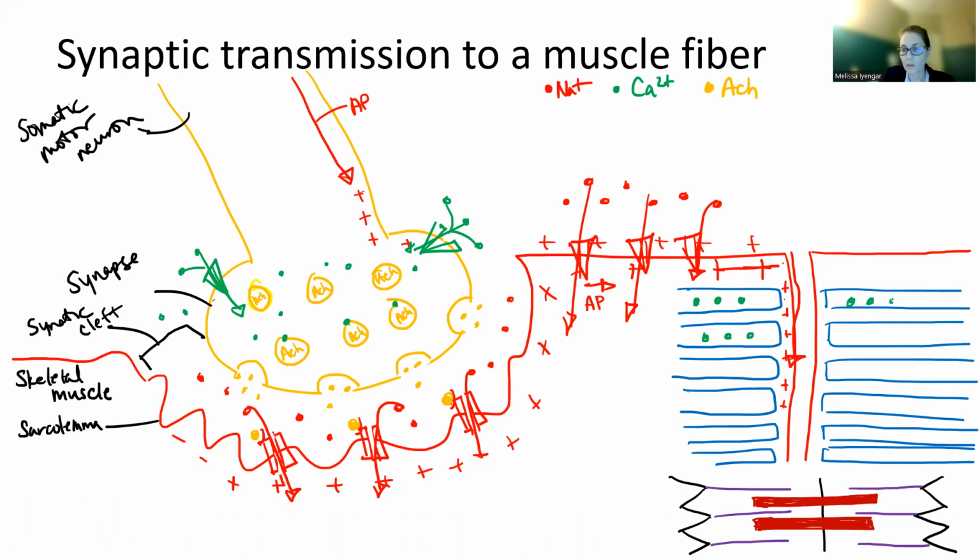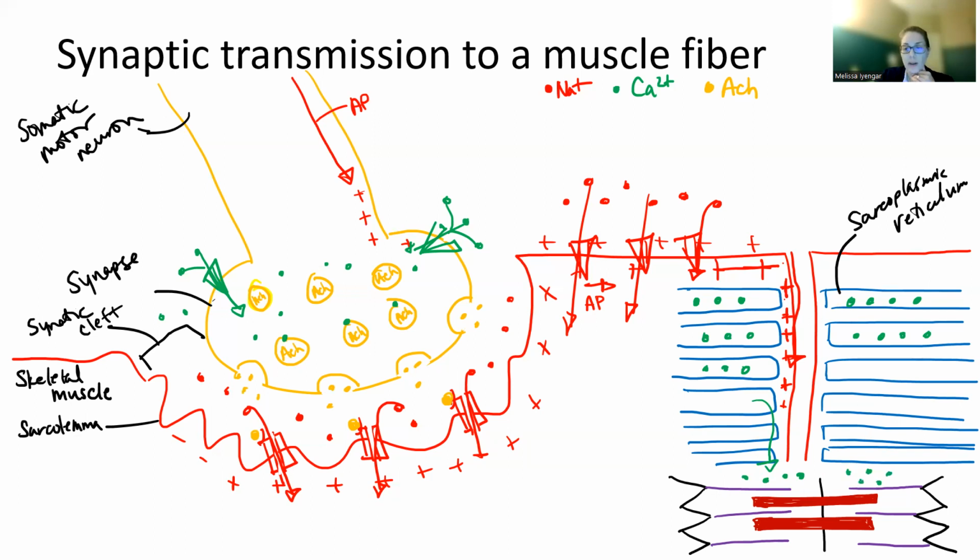Let me do that really quick. So this is my sarcoplasmic reticulum. Okay. So the positive charges are still entering the cell along the T-tubule. And once that occurs, this is going to cause calcium to be released. So calcium gets released out of the sarcoplasmic reticulum.